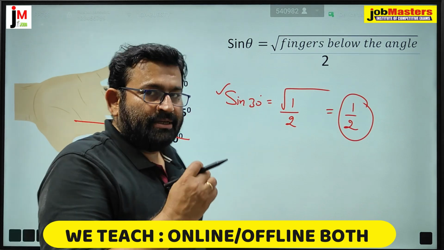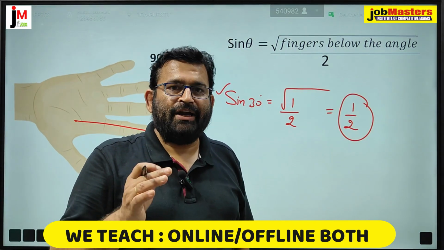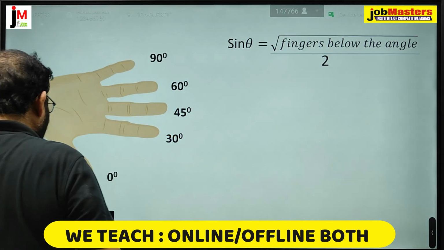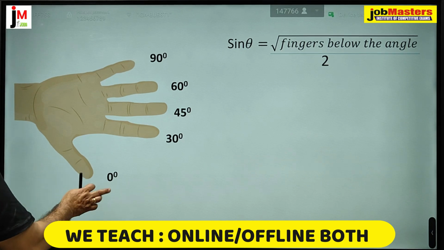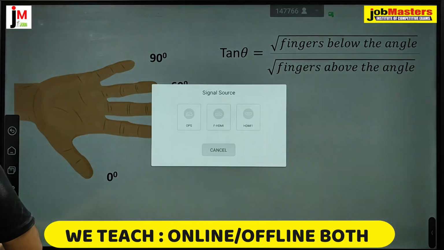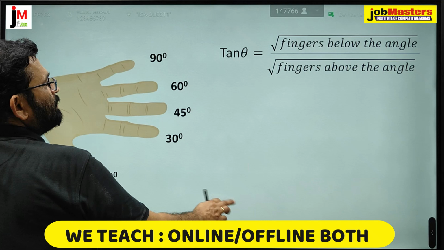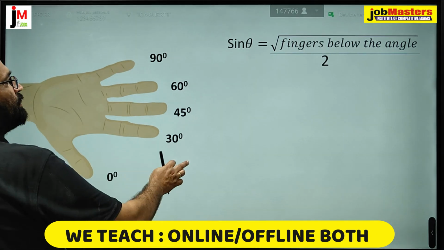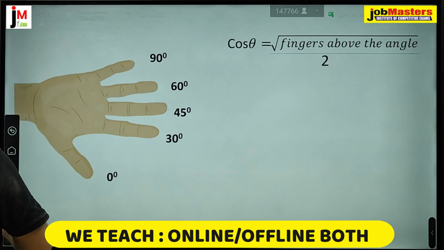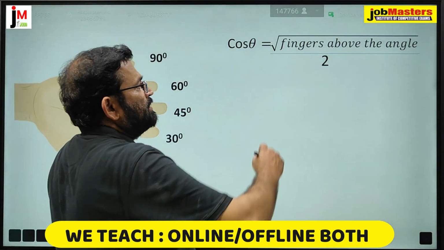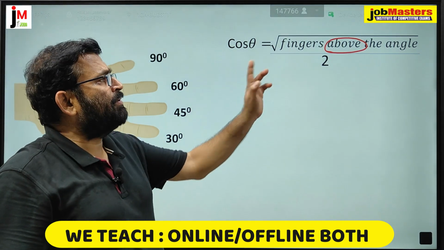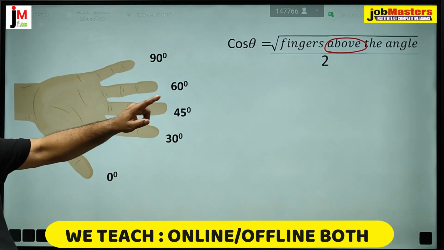Now the next trigonometric value is cos. How can we find the value of cos of any angle? So let's try that one also. The formula for cos is this one. See this one. So cos theta is always equal to root of number of fingers above the angle. Please mind this word. This is above the angle. Number of fingers above that angle in this diagram divided by 2.